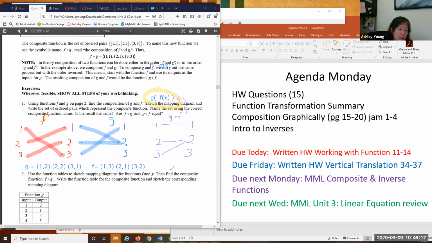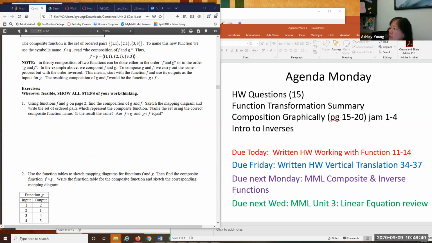Thank you for the feedback. Okay, and then we're going to use function tables. So I'm going to erase this first part here and move on down. I'm going to clear this in 5 seconds. Take a picture if you need it. 5, 4, 3, 2, 1. You should all have it anyways.